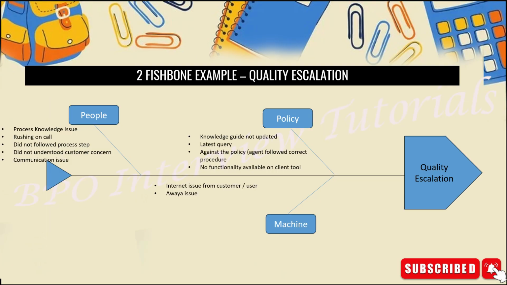So let's go with the second example: quality escalations. If we have received any quality escalation, how can we defend that, or else how can we identify whether that escalation is valid or not valid? If valid, then what is the mistake over there? So we can also create a fishbone diagram for that. So the effect is quality escalation, and what are the causes? I divided it in three parts: one is people, another is policy, another is machine.